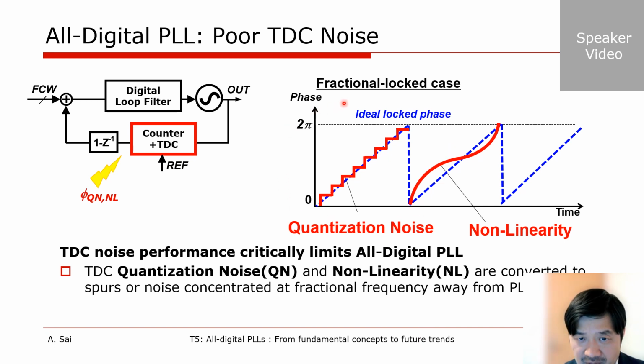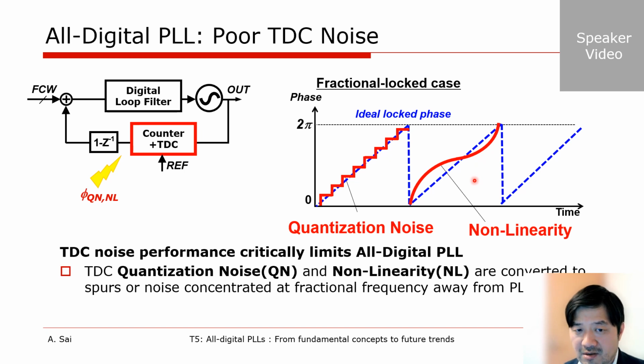This figure shows the phase behavior of the DCO output when the TDC is ideal, blue line, with quantization noise, red line, and with the nonlinearity, another red line. Assuming that the fractional frequency is much lower than the loop bandwidth of the ADPLL, when the ADPLL is locked, the DCO phase just tracks the input phase, off only by the quantization noise and nonlinearity of the TDC. Hence, generally they dominate the PLL phase noise and fractional spurs.